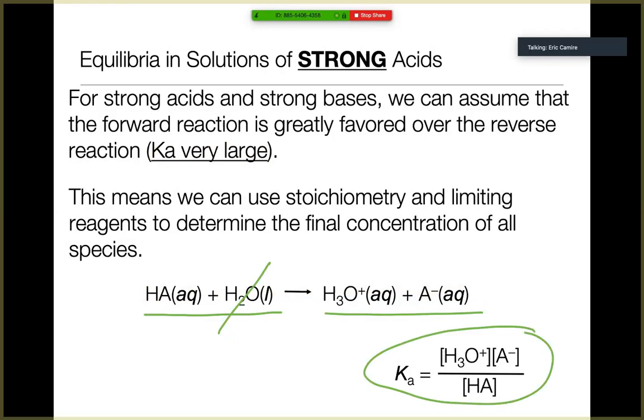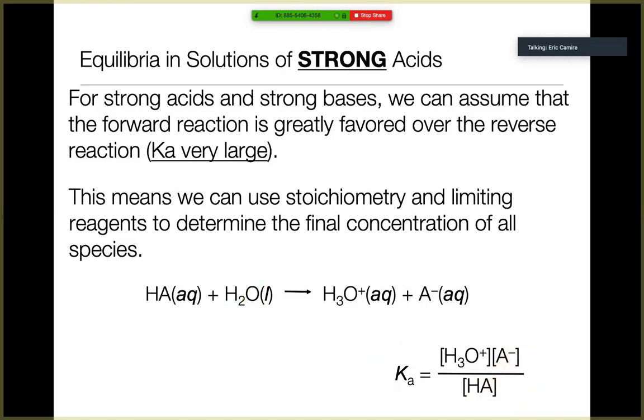It's still products over reactants. The nice thing about this is it pretty much always keeps this form. The only thing you really need to update is the actual identity of the conjugate base and the actual protonated acid. So with something like hydrochloric acid, chloride would be the conjugate base, and HCl would be the protonated acid. So not too bad. Just to give you a sense of how big a Ka is.